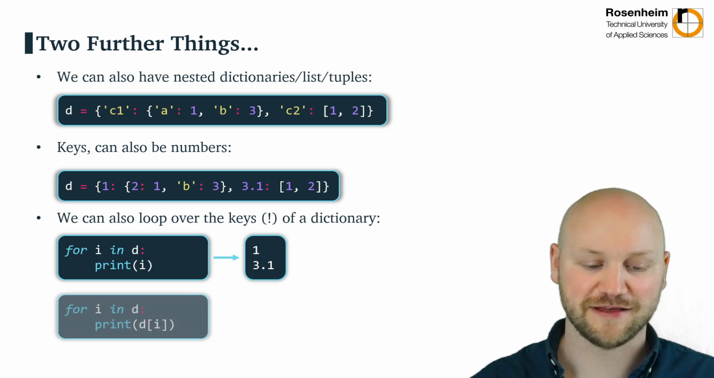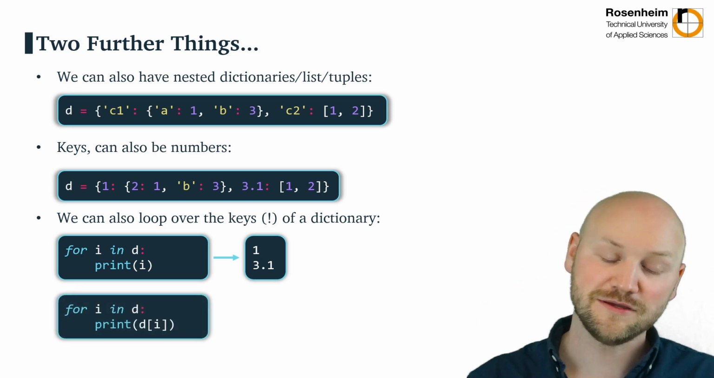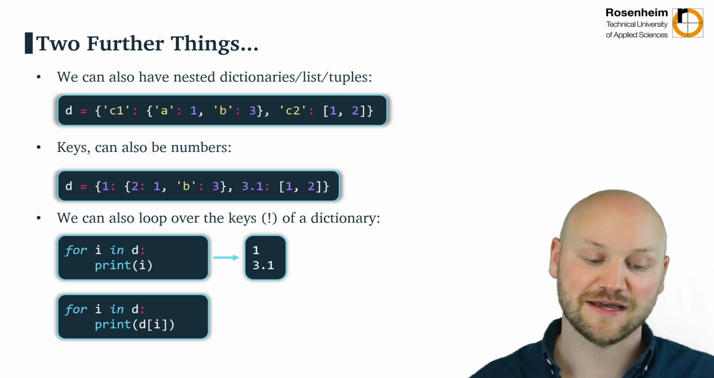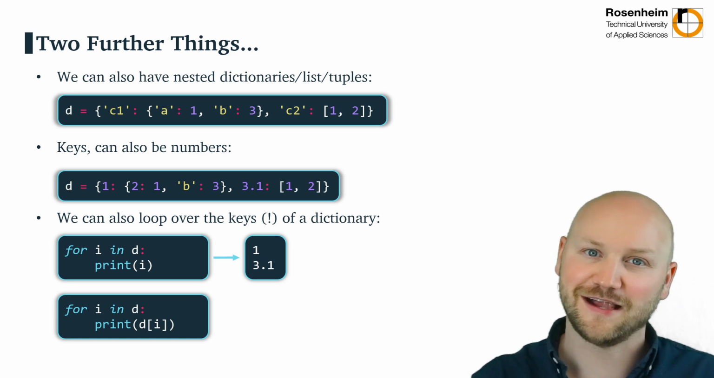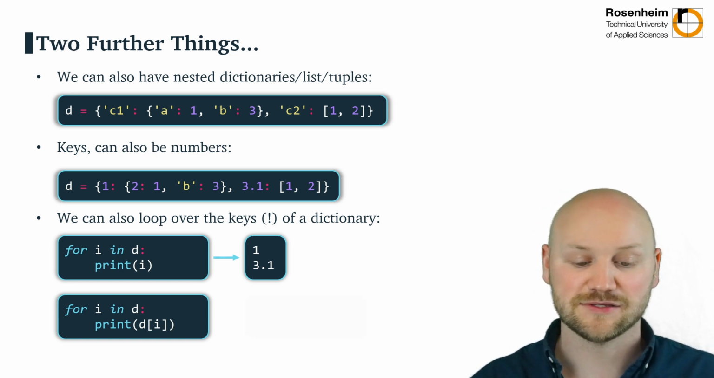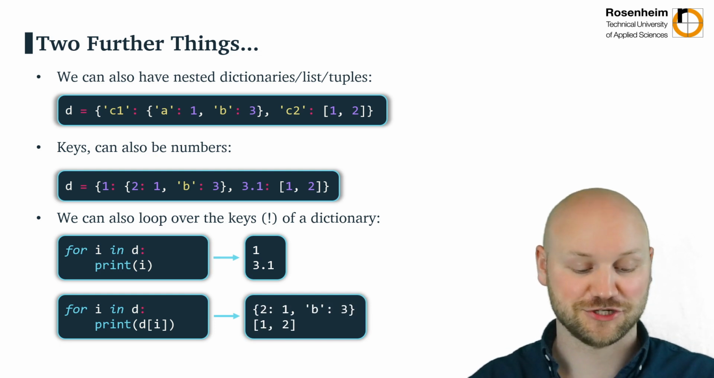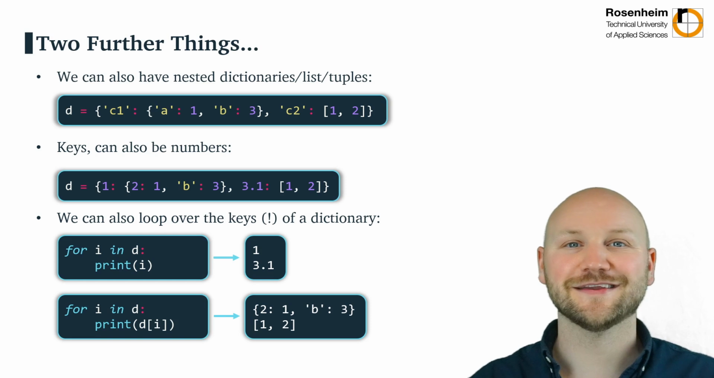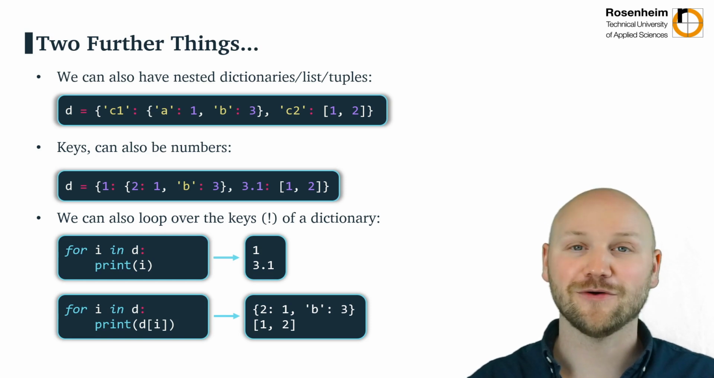If you want to print the values, you need to come up with a construction like this, where in the body there is a d and then square brackets to address this, or to get the value of this specific field. Again, i is the corresponding key, so then you get the values in such a construction. And I'm going to show you in the Jupyter notebook how you can do it in a different way in a second.